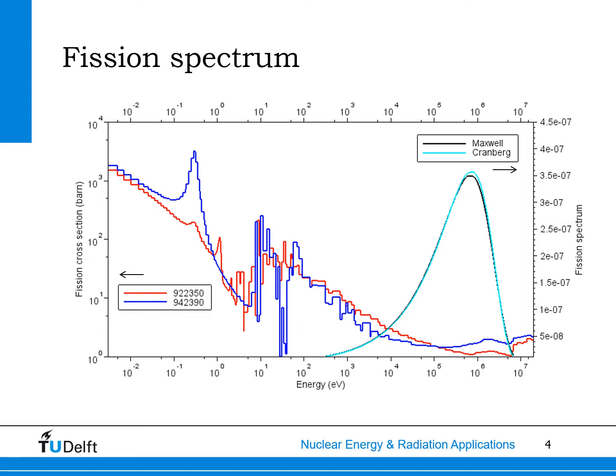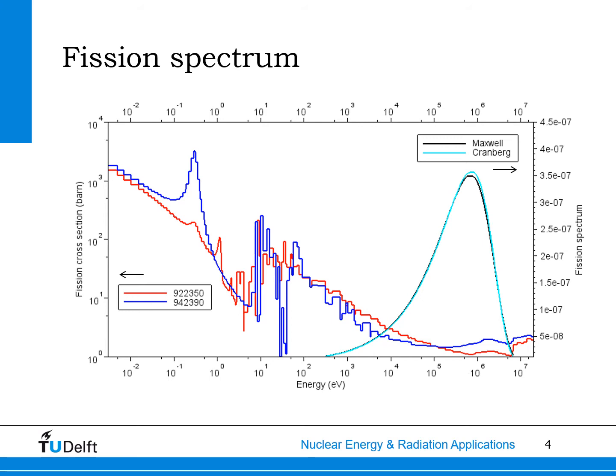On this slide, you see the two spectra as a function of the energy of the fission neutrons. The black line is a Maxwell distribution, and the cyan line is a Cranberg fit. The scale of these two lines is given on the right axis. For comparison, I have also plotted the fission cross-section of uranium-235, the red line, and of plutonium-239, the blue line, as a function of energy.